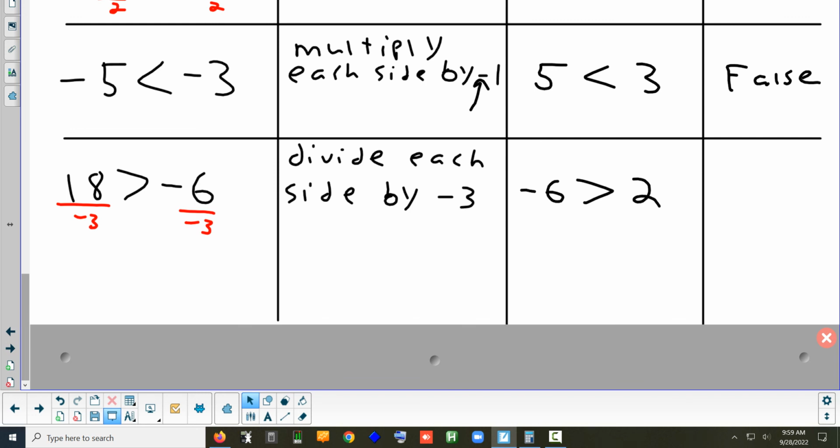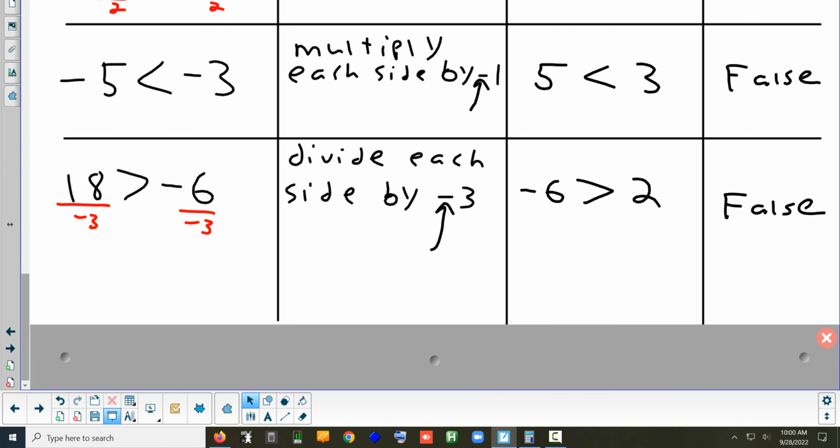So when I divided each side by -3, I started off with something that was true, and I ended up with -6 is bigger than 2. Is that true? Lauren? No. Negative numbers are not bigger than positive numbers. So we ended up with something that was false. And again, the reason why is because we divided by a negative. So when we're working with inequalities, if we end up multiplying or dividing by a negative number, we have to be careful.